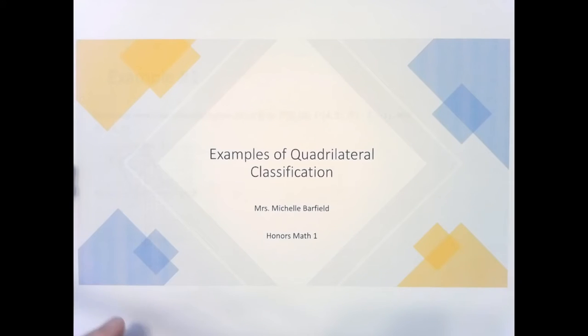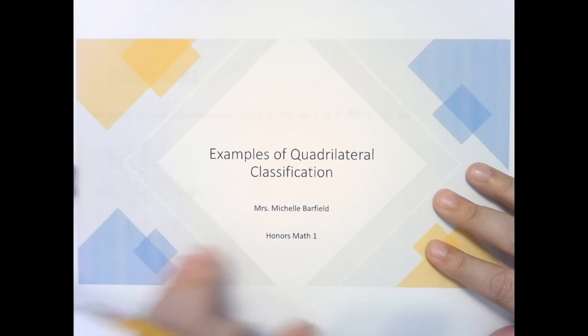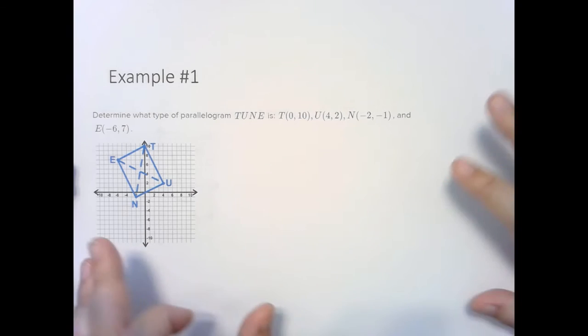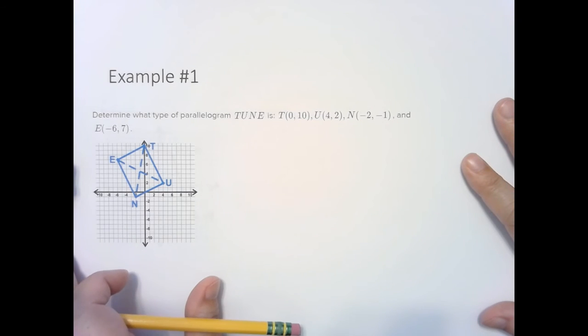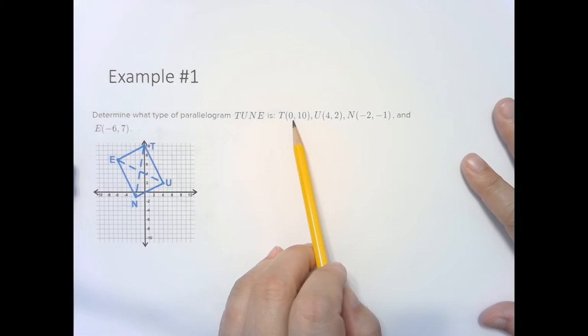All right, you guys, so we are back with some examples of quadrilateral classification. Okay. All right. So let's look at our first example. It says determine what type of parallelogram TUNE is. And then they've given us T is 0, 10.